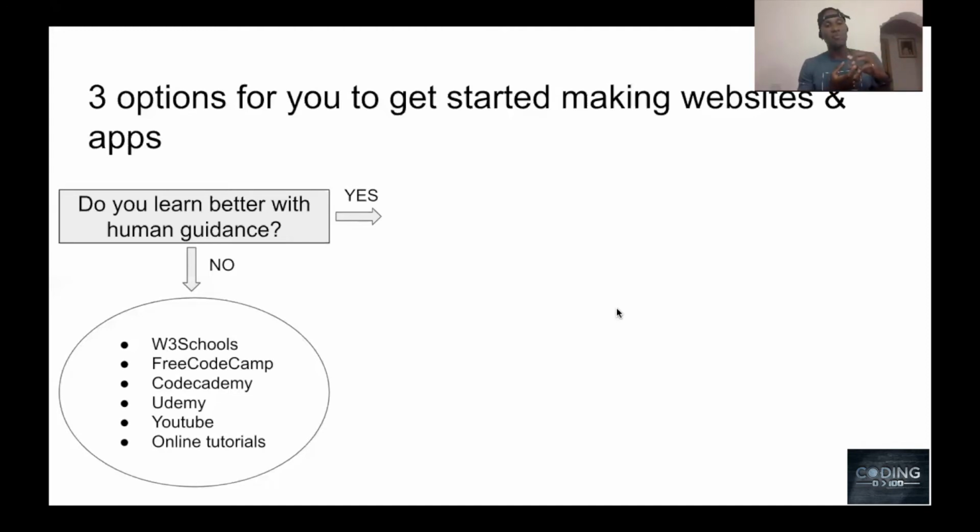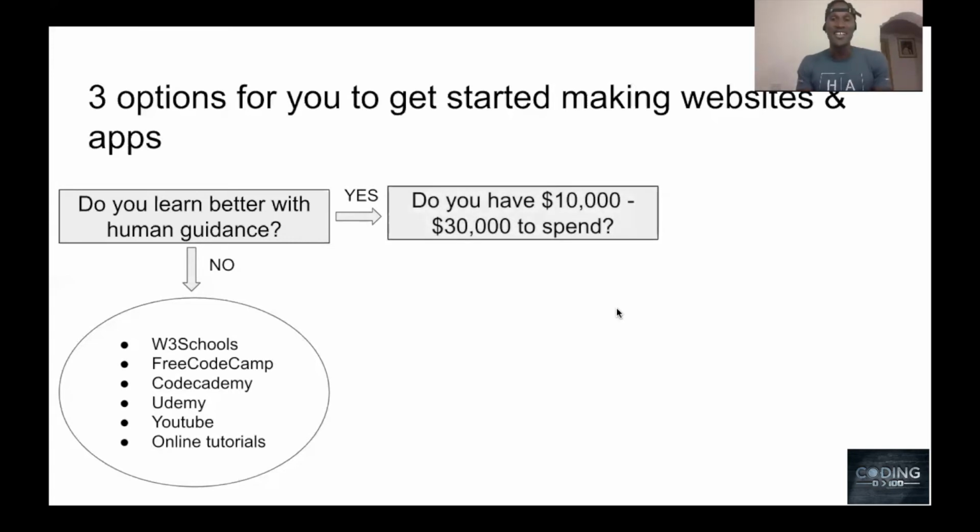Since there's not a whole lot of hand holding, they can charge less. But once you start moving into, hey, I need help, then you start talking money, because you've got to pay somebody to help you. And this is where it gets really interesting. There are quite some options here. The other question you have to ask yourself is how much money you are willing to spend to learn this skill. If you have somewhere between $10,000 and $30,000 to spend, then you are in for a treat.